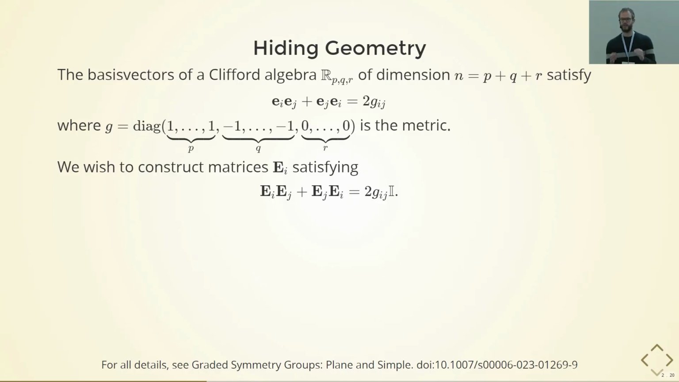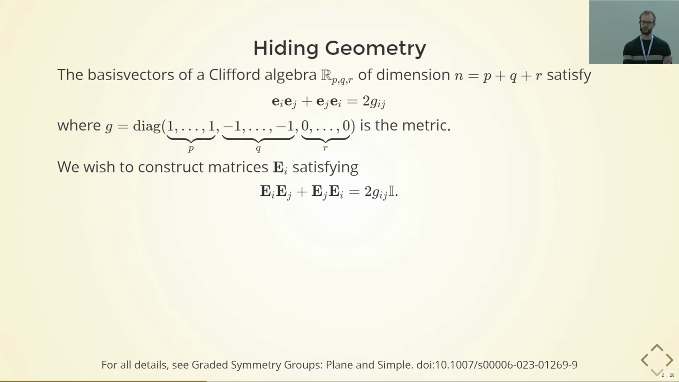So the first step in hiding this geometry is that we want to go to matrix representations of our Clifford algebra. We know that in a Clifford algebra, the basis vectors satisfy this anti-commutation relationship. That is what defines the Clifford algebra. So e_i e_j plus e_j e_i should be 2 times the metric g. And the metric is a diagonal matrix with p ones on it, q negative ones, and r zeros. That's just the technical definition of the Clifford algebra.